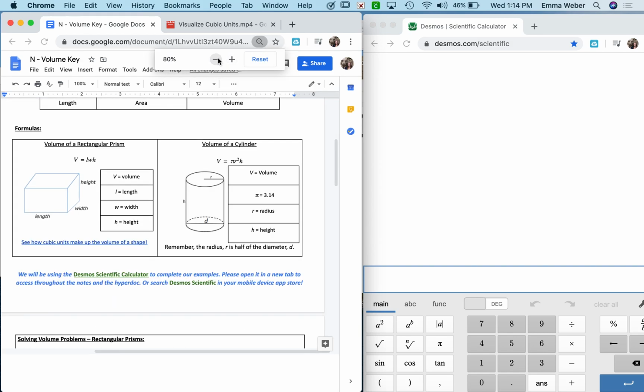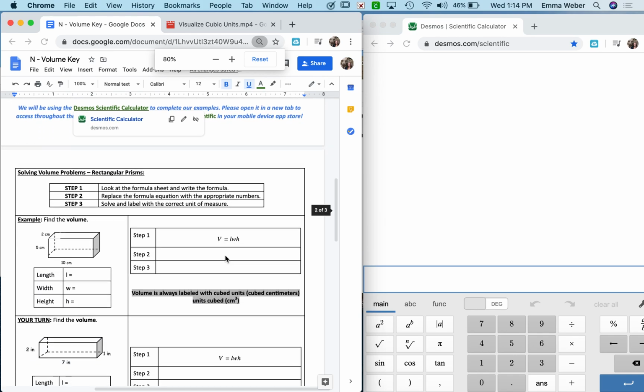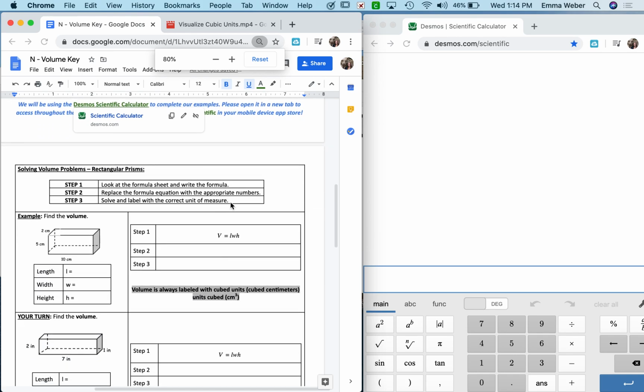So I'm just going to make this a little bit smaller so you can see. And we're going to go to page 2. On page 2, it says solving volume problems for rectangular prisms. Step 1 will be to look at the formula sheet and write the formula. I've already done step 1 for you on each of these, just so you don't have to worry about typing in the math. In step 2, it says replace the formula equation with the appropriate numbers. In step 3, solve and label with the correct unit of measure.